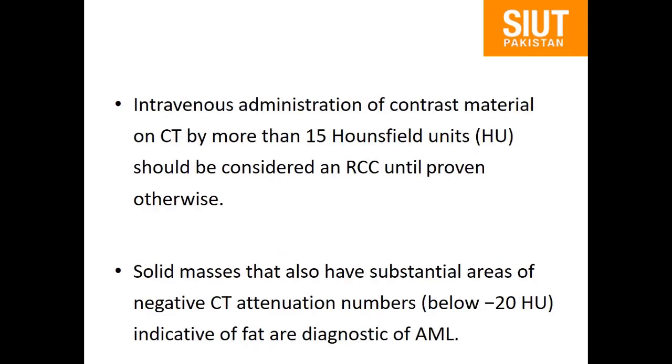This involves IV administration of contrast material, like the triphasic CTs we most of the time do, seeing the arterial phase and venous phase for accurate enhancement of the masses. If a CT done with IV contrast shows more than 15 Hounsfield units of enhancement, it should be considered an RCC until proven otherwise, depending upon the hardness of the lesion. Solid masses that also have substantial areas of negative CT attenuation numbers, that is below -20 Hounsfield units, are indicative of fat and diagnostic for AML, angiomyolipomas.